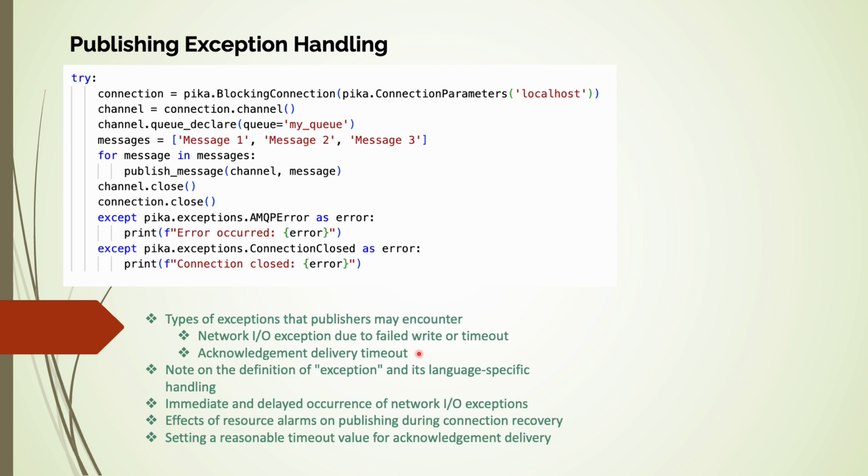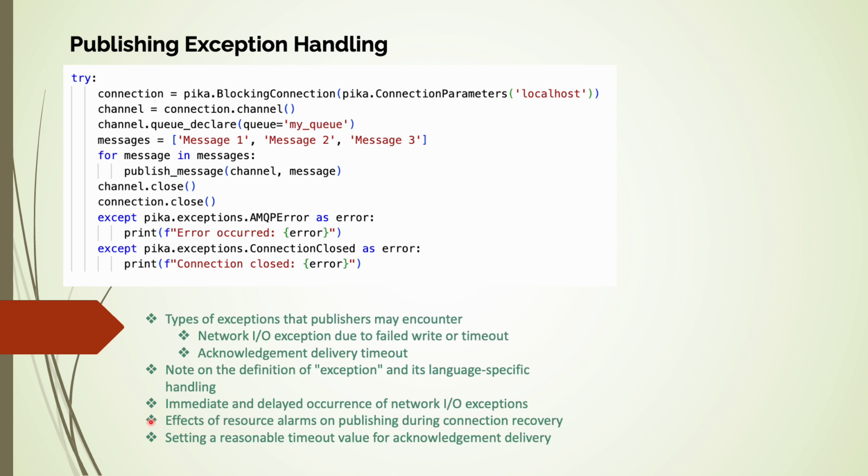Immediate and delayed occurrence of network I/O exceptions. Network I/O exceptions can occur immediately during a write or with a certain delay. The delayed occurrence is typically associated with I/O failures caused by factors such as high network congestion or packet drop rate, which may take time to detect. If the connection recovers after a network I/O exception, publishing can resume. However, if the connection is blocked due to an alarm, further publishing attempts will fail until the alarm clears. More details on the effects of resource alarms are covered below.